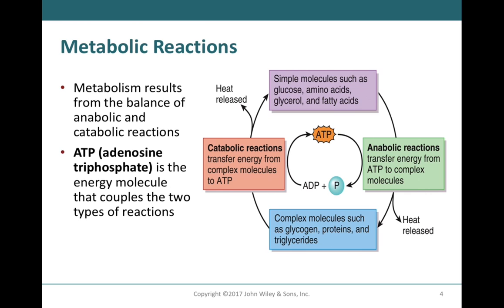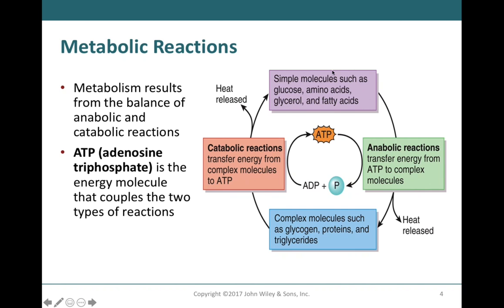So metabolism, referring to all of the different chemical reactions that occur in the body, can be separated into these 2 types, catabolic and anabolic. The catabolic reactions are going to break down larger molecules, and the anabolic reactions are going to build up those more complex molecules from smaller molecules. And ATP is the player that's going to couple these 2 reactions together.